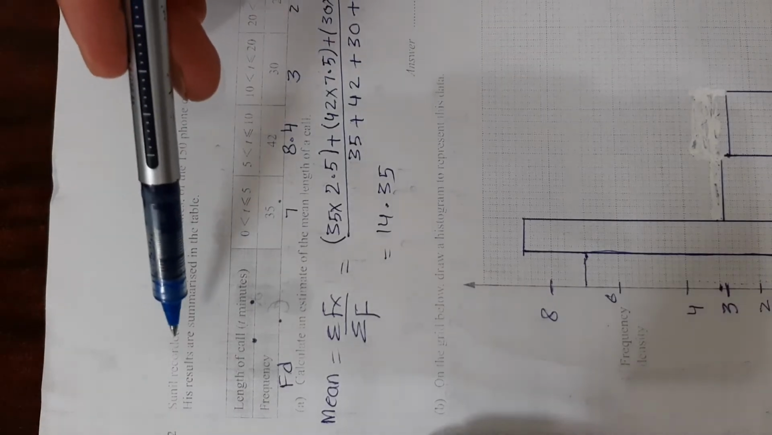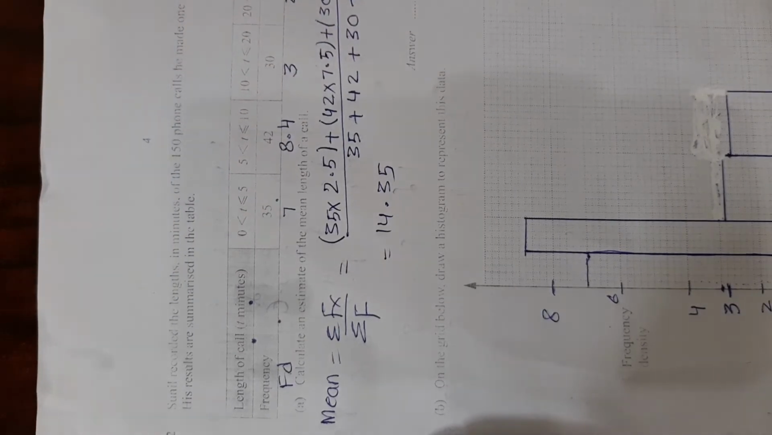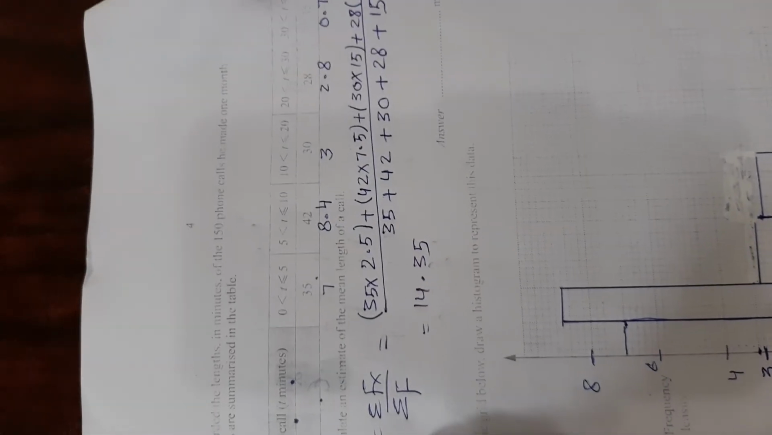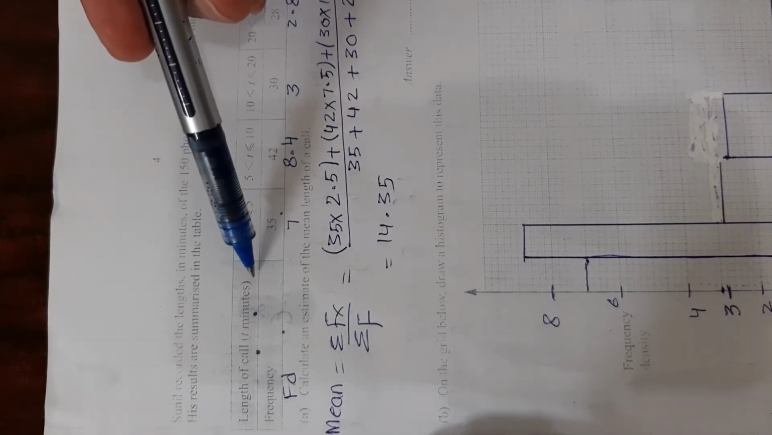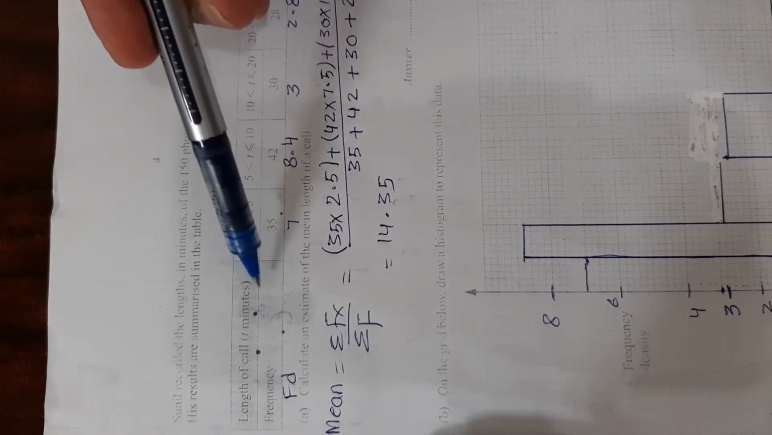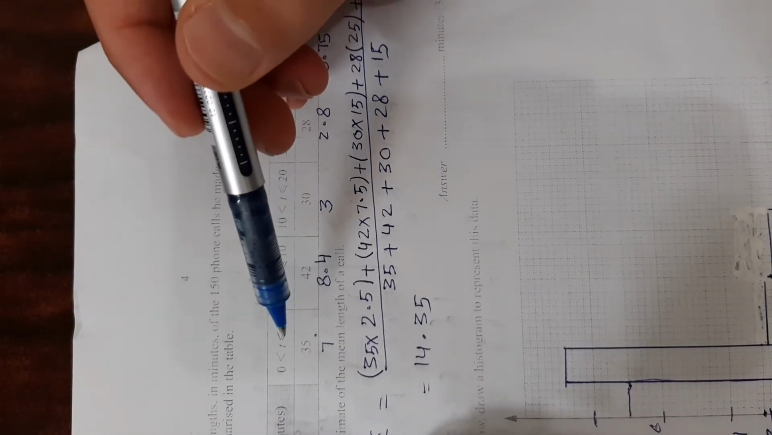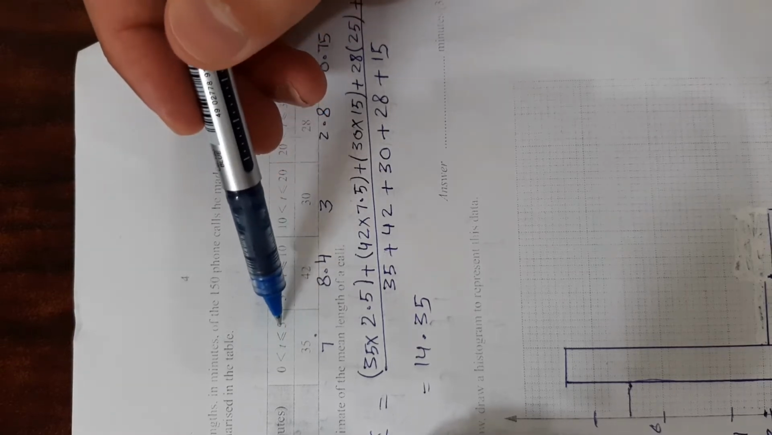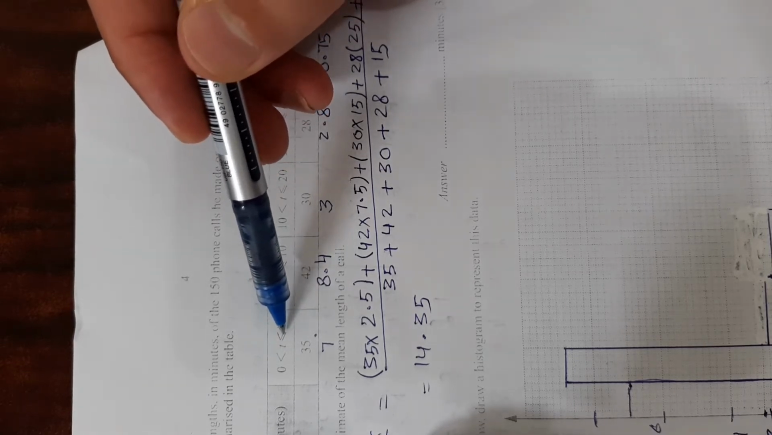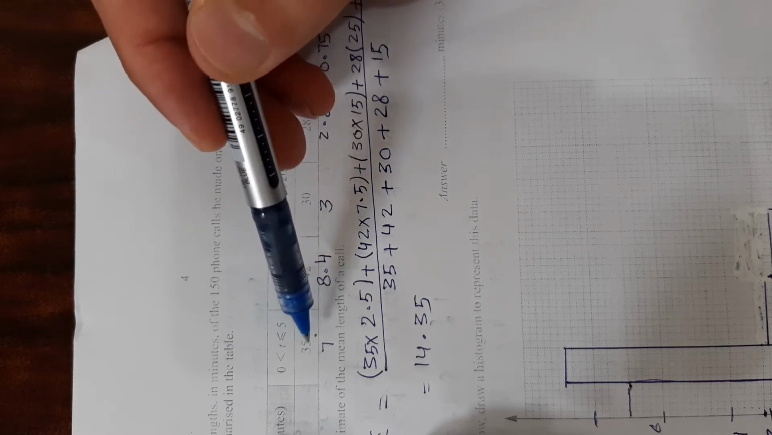Question number 2 is, Sunil recorded the length in minutes of 150 phone calls he made in 1 month. Now this is the length of call that Sunil made, and this is the frequency of each phone call. Now that is divided into various classes. The first class is from 0 to 5, meaning time is greater than 0 and less than or equal to 5. Now that group or class has a frequency of 35.